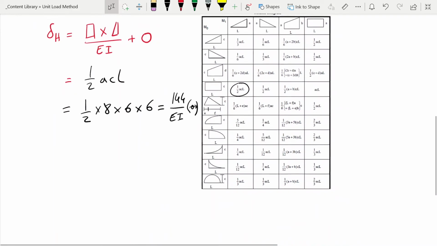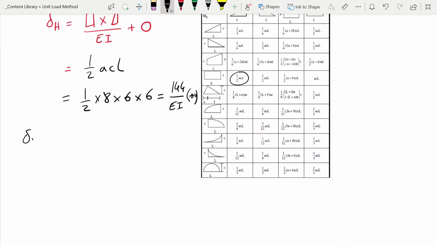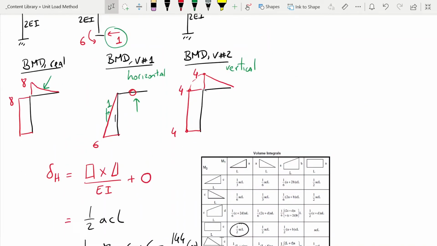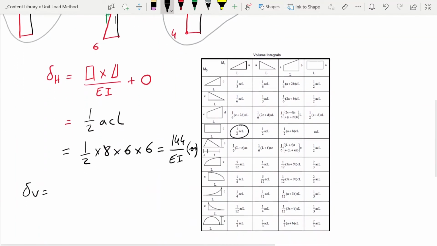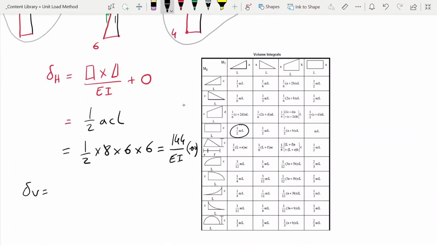Okay, looking good. Now, if we go into the vertical one, it's going to be this diagram, so the real diagram, times the vertical bending moment diagram. So here I realized there was a little mistake, that at the end, we need to divide this, not by EI, but by 2EI, because that's the column. So 2EI. At the end, we don't get 144, but we get 72. That's how much is going to move to the right.